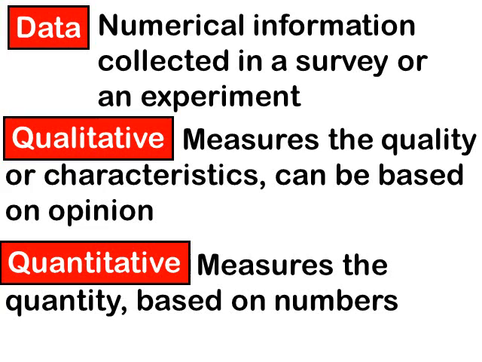Qualitative, beginning with Q-U-A-L, measures the quality or characteristics. This feedback can be based upon opinion. For example, if you did a survey asking everyone what is their favorite color, your feedback would be names of colors.